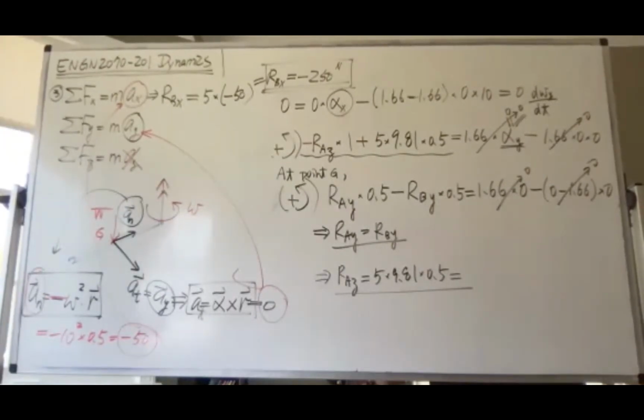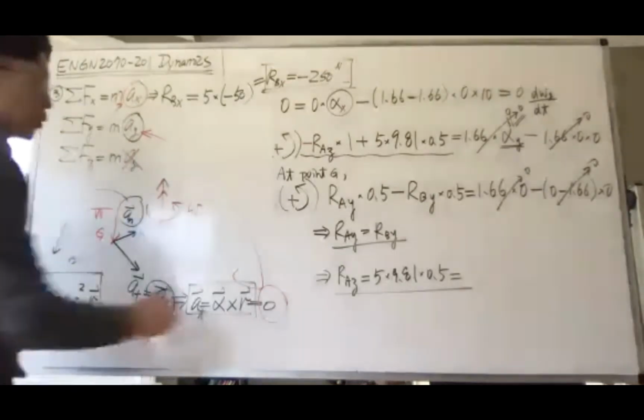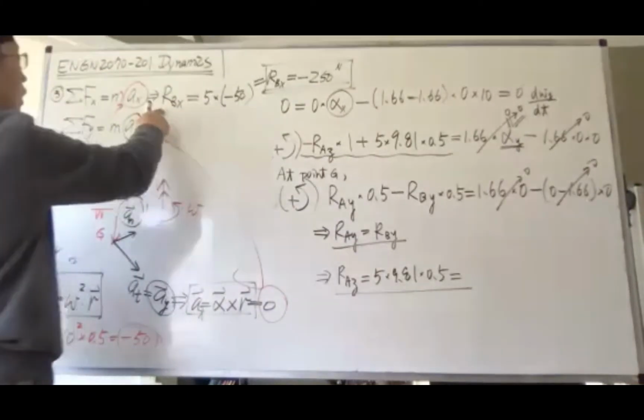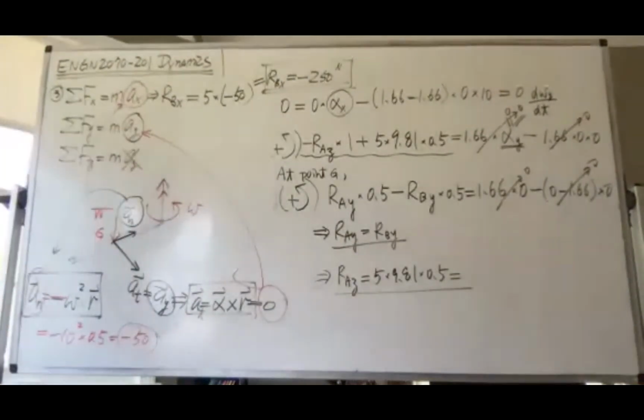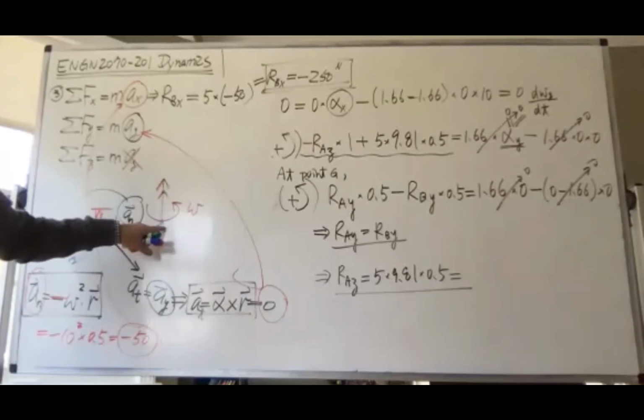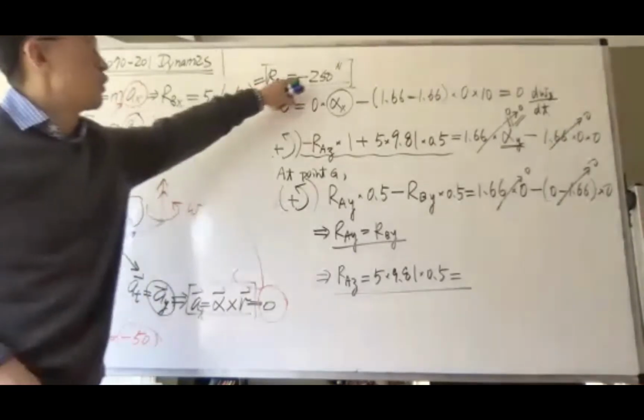What about RBY? RBY equals RB RAY. And what about RAX? RAX is the free end, so it doesn't feel any force. But RB is supported by the hinge. That's why at the hinge, you feel the force.